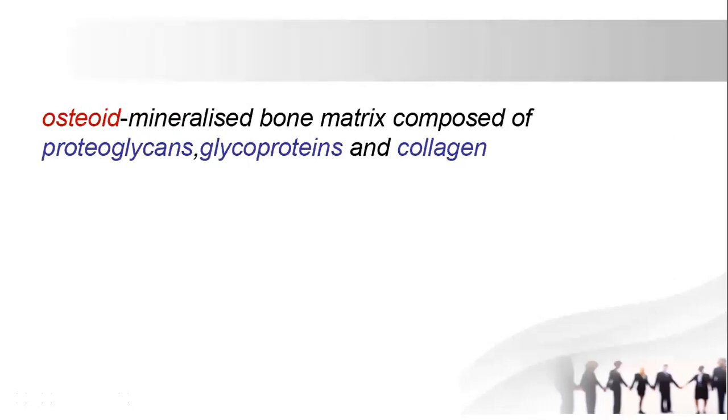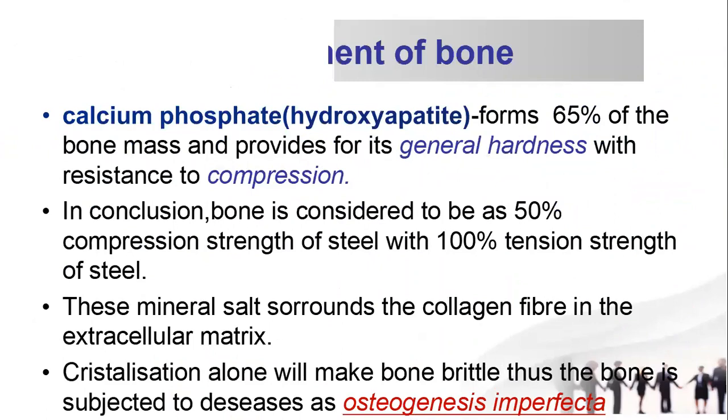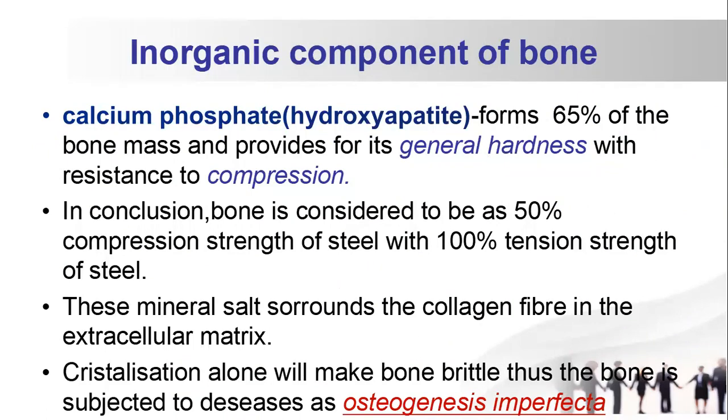Osteoid, the mineralized bone matrix composed of proteoglycans, glycoprotein, and collagen. This is just additional information about what osteoblasts secrete. So the osteoid is the mineralized bone matrix composed of proteoglycans, glycoprotein, and collagen. Okay, we'll move ahead to the inorganic component of bone, which is mainly formed by calcium phosphate, denoted as hydroxyapatite ions.